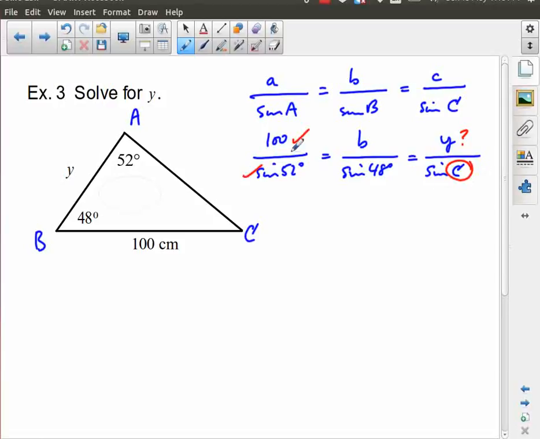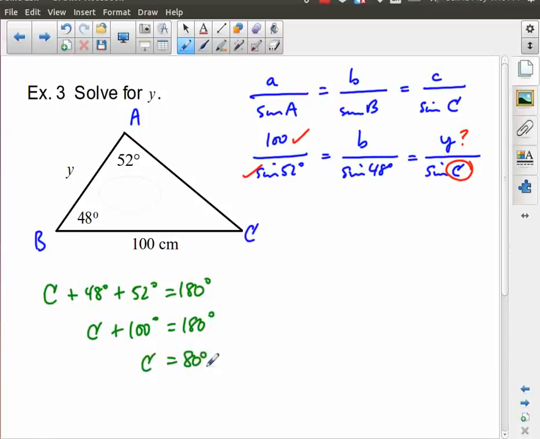This is good. I've got two pieces of the ratio. I've got both pieces of the ratio over here. I could solve for b if I wanted to, but I don't actually want b. What I really wish I had was the angle c. And as we've talked about before, that's very doable. When you have two of the angles, I can just say that the angle c plus 48 degrees plus 52 degrees is equal to 180 degrees from the angle sum theorem. So that's the angle c plus 100 degrees is equal to 180 degrees. The angle c is equal to 80 degrees.